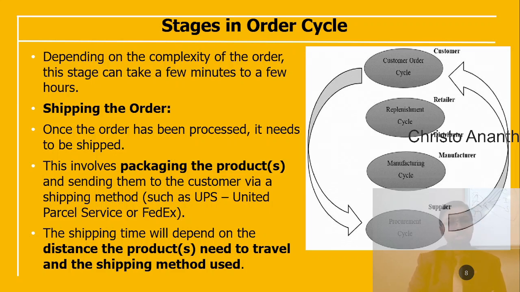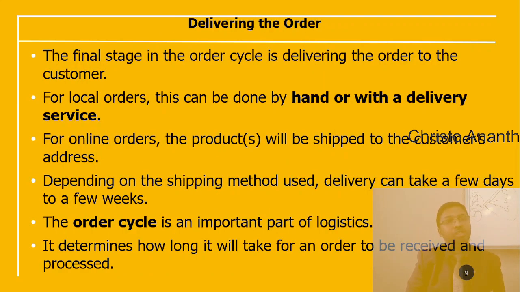The shipping time will depend on the distance the product has to travel and the shipping method that is used. So besides the customer order cycle, we'll have the procurement cycle, the manufacturing cycle, and the replenishment cycle. The process goes from supplier, manufacturer, distributor, retailer, then to customer, and again feedback will come, especially to the procurement cycle. Then the final stage is delivering the order to the customer.